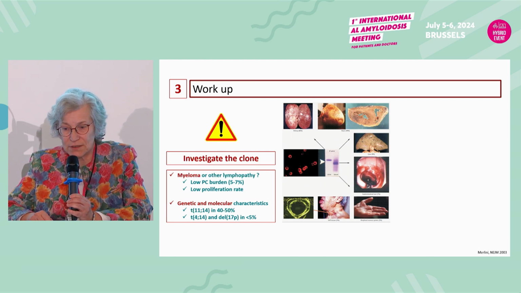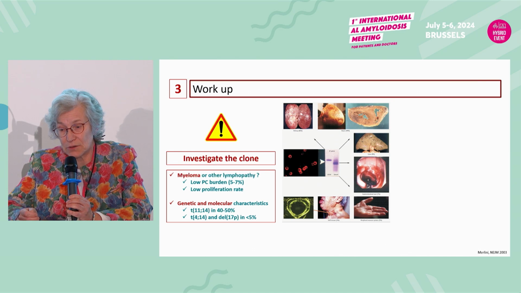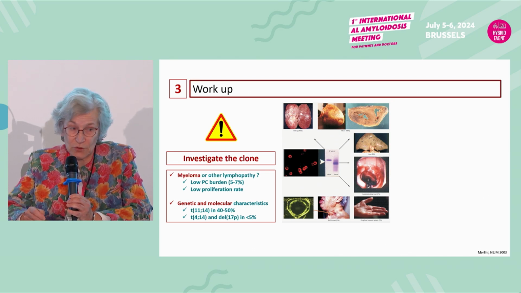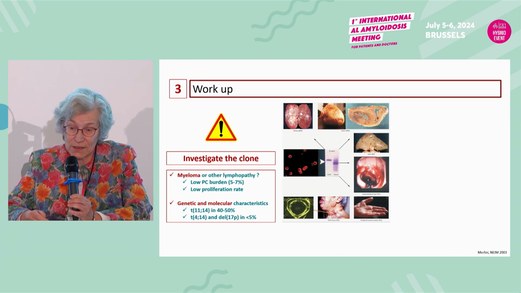The other point is to get some information about the biology and the genetics of the disease. As was already said in the morning, the translocation 11;14 is present in almost 50% of patients. It also has some implications in terms of therapeutics, and the abnormalities said to be of bad prognosis in myeloma, such as 4;14 and deletion 17p, are less frequent in AL amyloidosis.